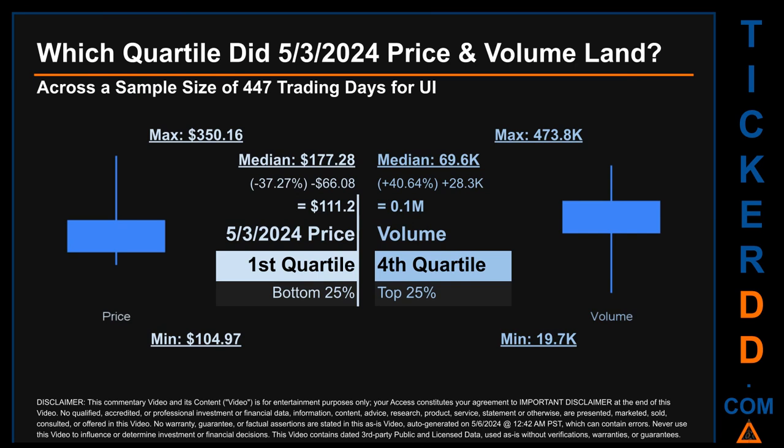The day's volume landed within the 4th quartile, marking it within the top 25% of all sampled daily volume, which saw a max daily volume of 473.8 thousand and a minimum of 19.7 thousand. Quartiles tell us about the spread of a data set by breaking that data set into quarters, just like how the median breaks the set into half. Descriptively, UI has a median price of $177.28. Therefore, the 3rd of May 2024 price was lower from that middle marker by 37.27%. The day's volume of 0.1 million was more than the median by 40.64%.